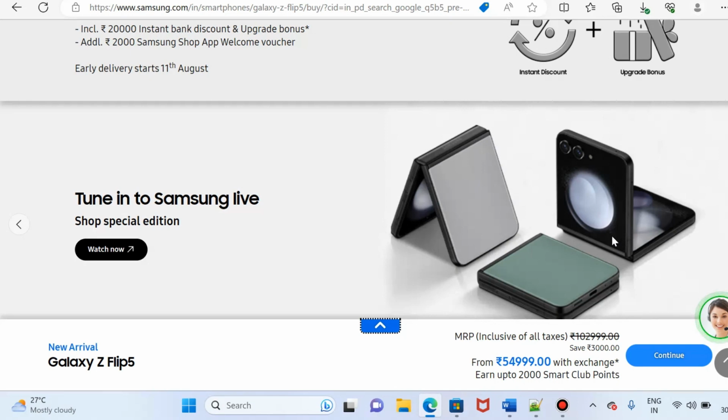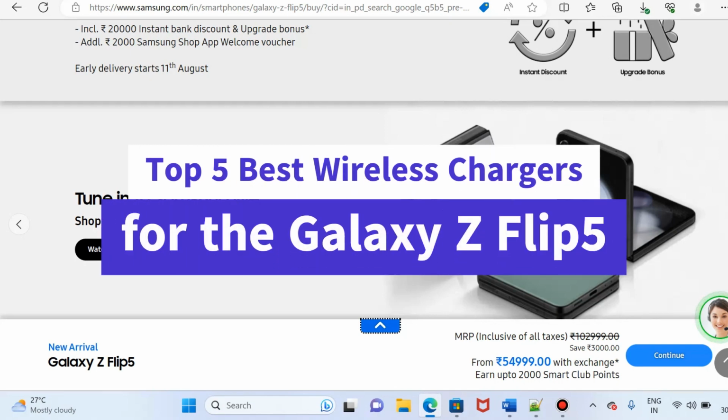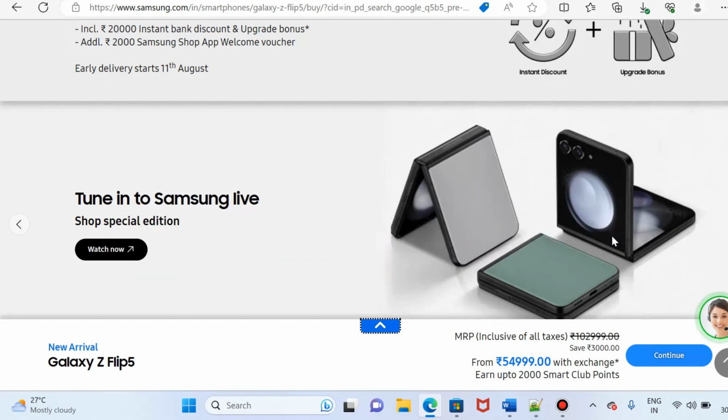This time I am going to discuss the top 5 best wireless chargers for the Samsung Galaxy Z Flip 5. Also, we'll discuss Samsung Galaxy Z Flip 5 battery life and charging speed as well, guys.